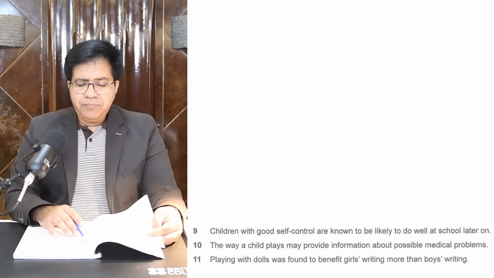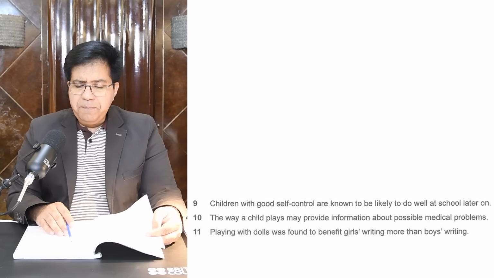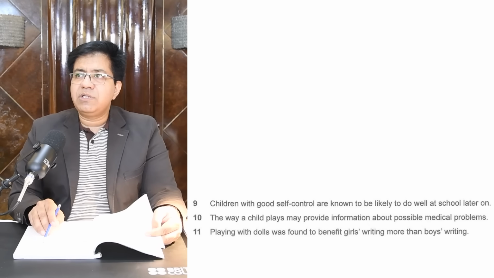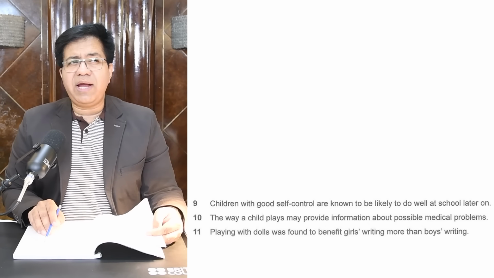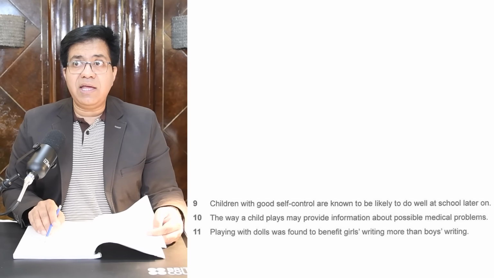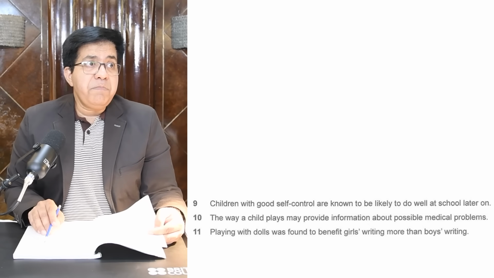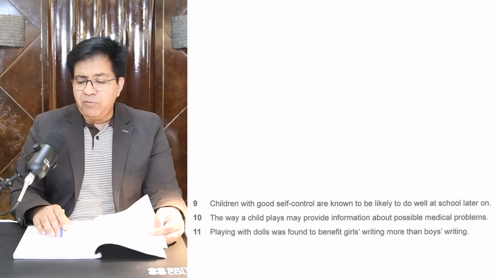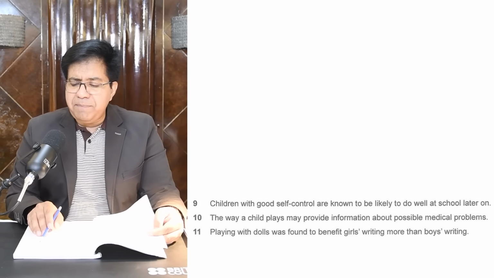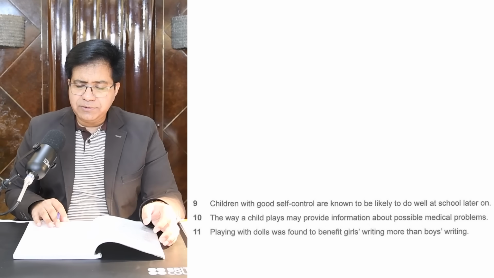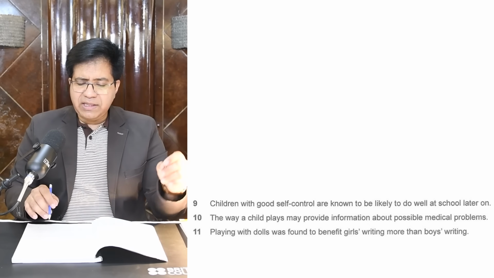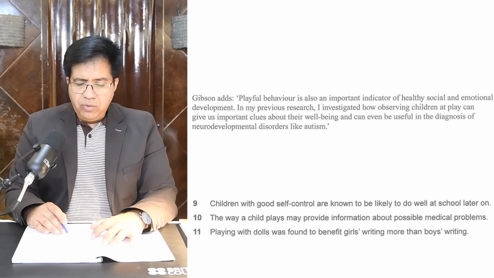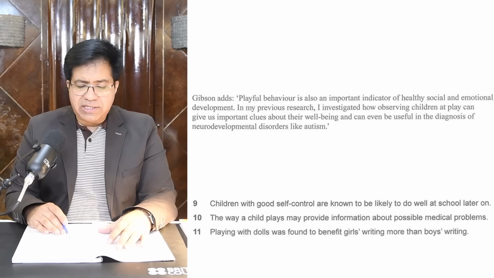Question number 10. Way child plays may provide information about possible medical problems. Now, for example, a child is playing football and you look at the child, he is having difficulty running. So you may see the child may have polio or anything in the future. So, way a child plays may provide information about possible medical problems. Please come back. Now we are there, the middle paragraph. Gibson adds. Found it? Okay, so medical problems, they have mentioned the medical problem.